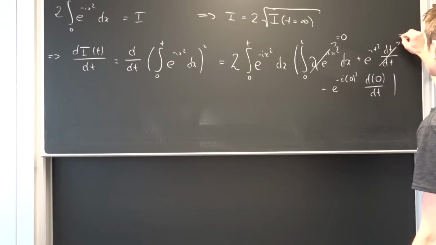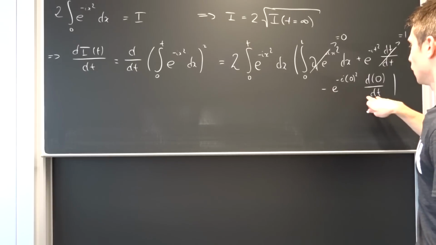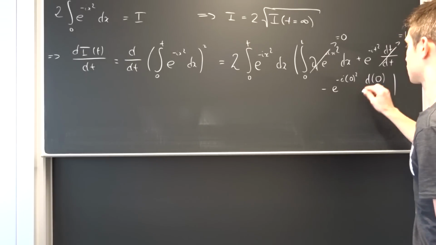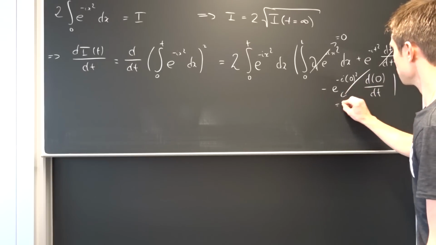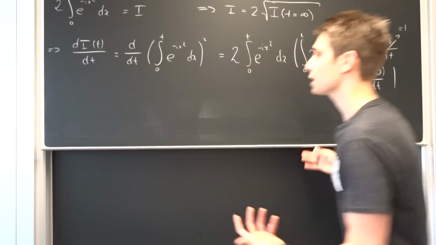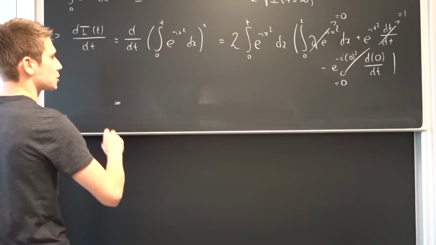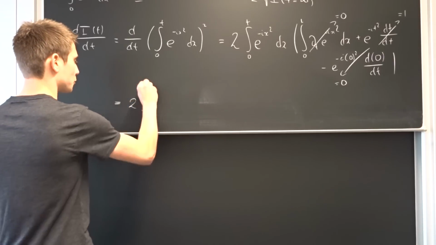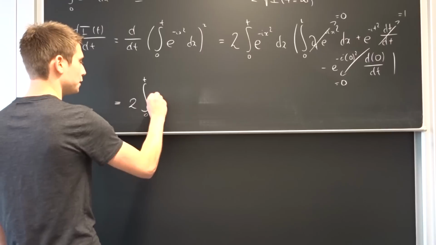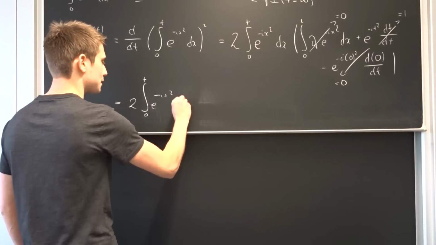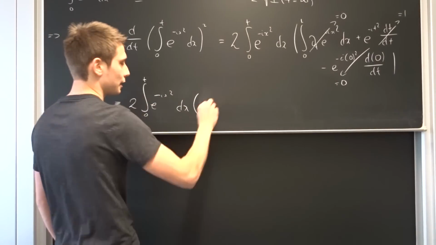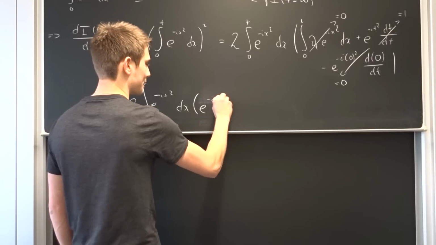Okay, so that becomes 1. And the last thing, well, we are differentiating a constant, so this becomes 0 too. So this equals 0. So what do we end up with finally? So we end up with 2 times the integral from 0 to t of e to the minus ix squared dx times e to the minus it squared.